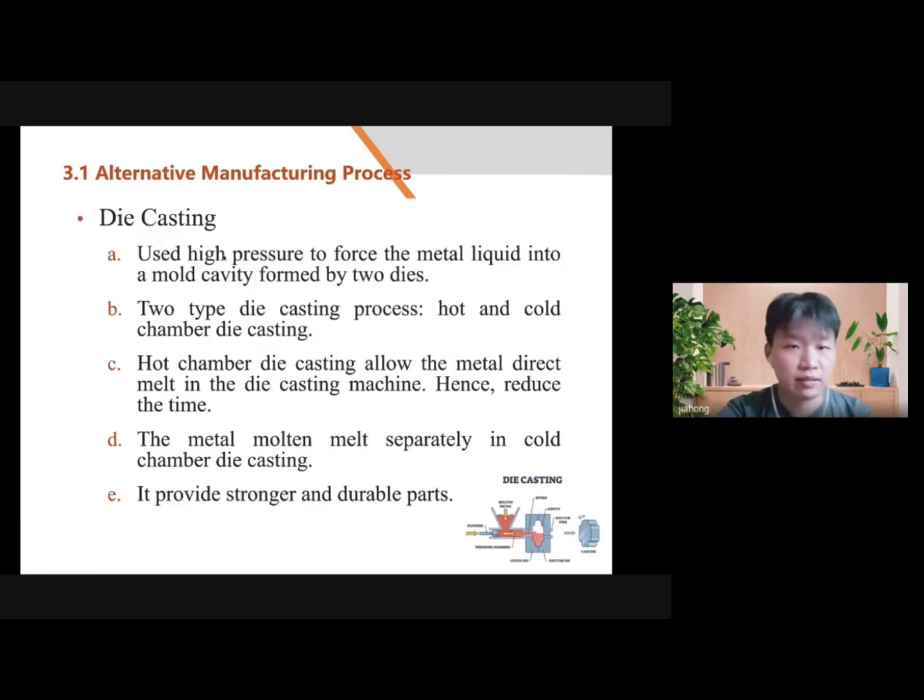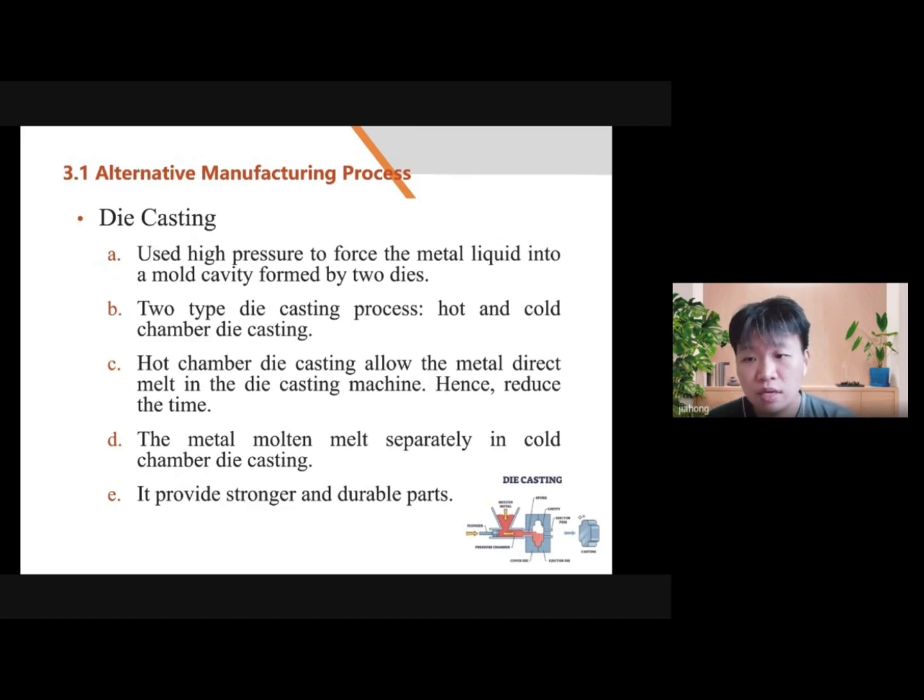Okay, so next, the third manufacturing process is die casting. Another manufacturing process which is quite similar to die casting is injection molding. So what is the difference between die casting and injection molding? The main difference is the material used. For die casting, the material used in this process is metal. However, for injection molding, we use plastic. In the inner pot, we use metal, which is aluminium. So that's why we choose die casting.